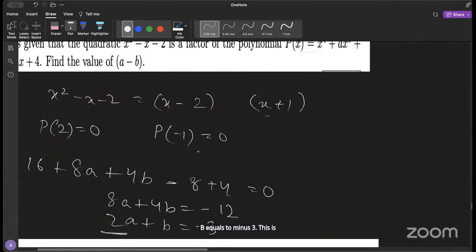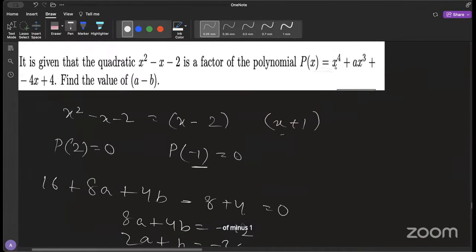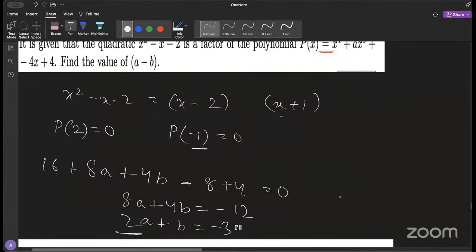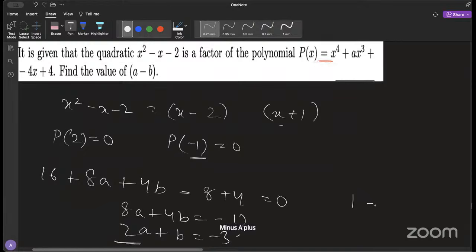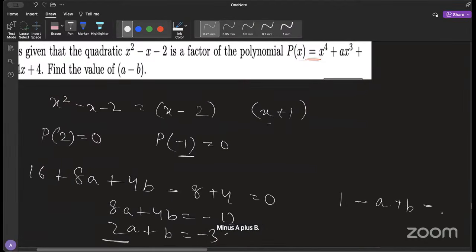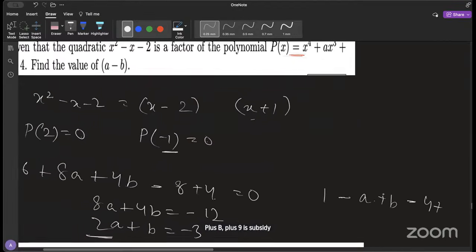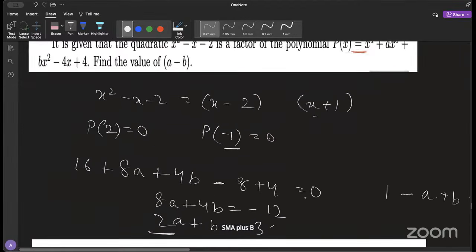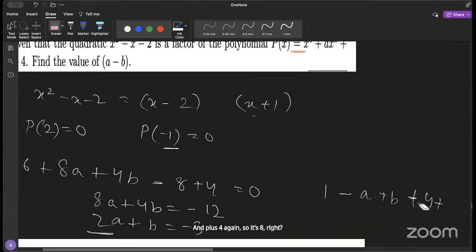This is one equation, and the other equation you get from here, P(-1) is 0. So if I put x equals -1 here, I'll get 1 minus a plus b plus 9 equals 0. So minus a plus b, plus 4 and plus 4 again, so it's 8, right?